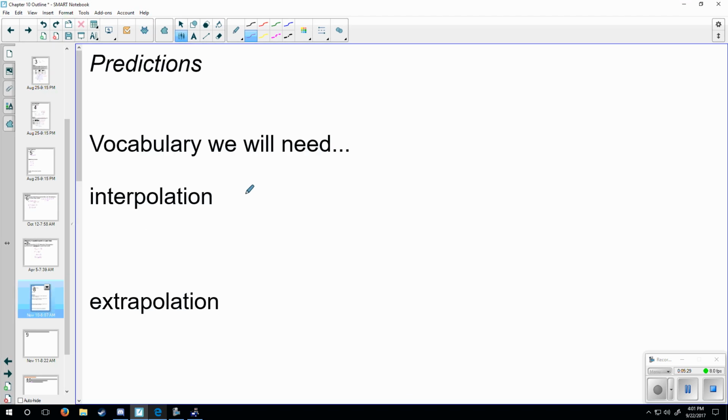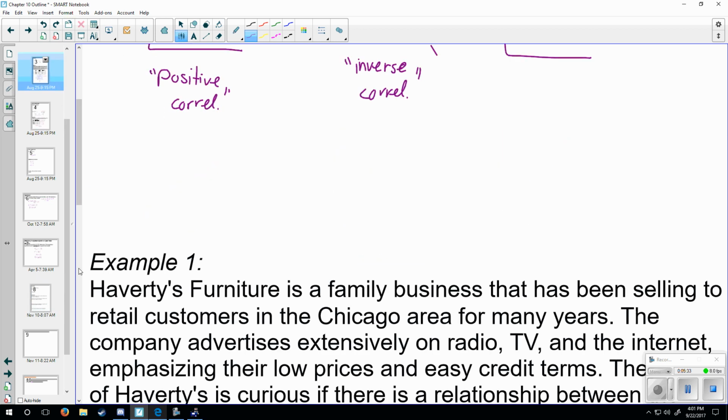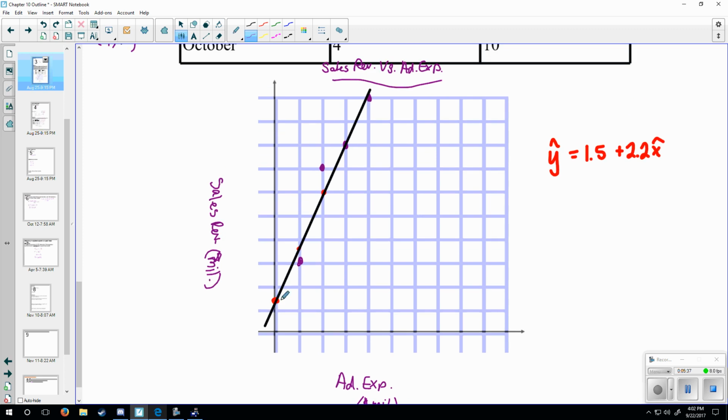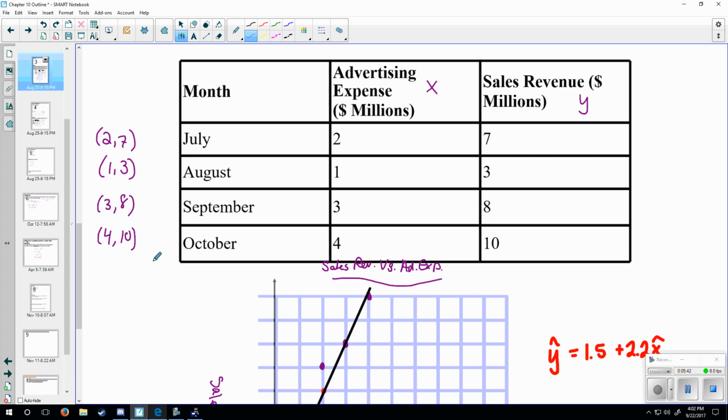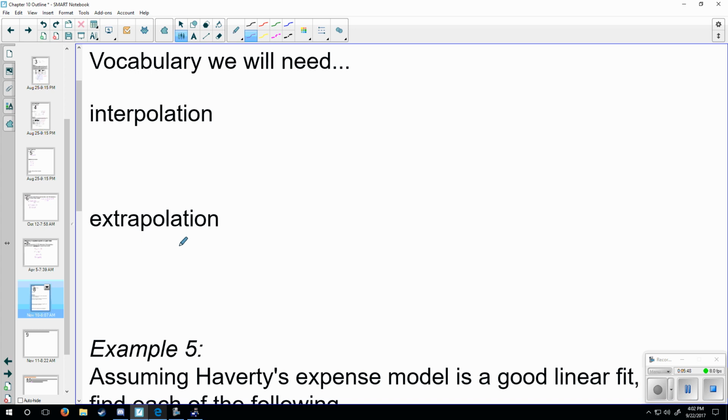So for example, all of our numbers, if we go back over here, all of our data went between 1 and 4. You can see that from our advertising expense. So interpolation would be estimating anywhere between 1 and 4. Extrapolation is going beyond those boundaries. So extrapolate means to exceed the bounds. And it could be on the left, it could be on the right. There's no restriction on that.